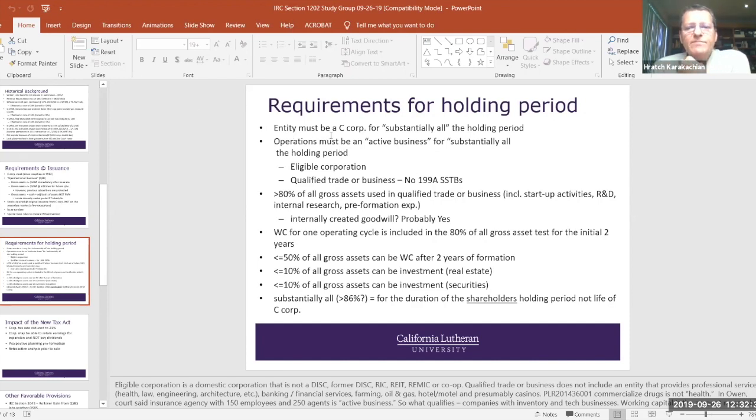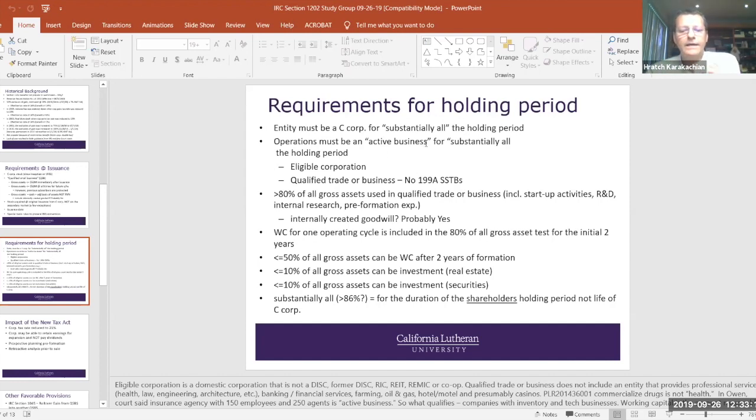So the entity must be a C Corp for substantially all of the holding period. And what is the holding period? It's that 5-year period, or the period of time before the sale. I'll get into the substantially all analysis in just a moment. So that's one of the requirements: the entity must be a C Corp for substantially all of the holding period. And the operations of the entity must be an active business for substantially all of the holding period.